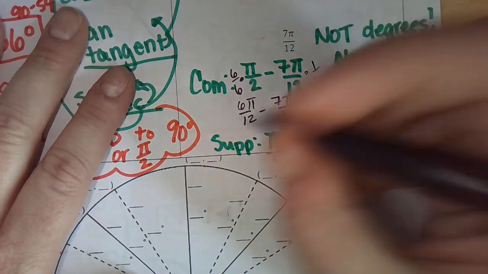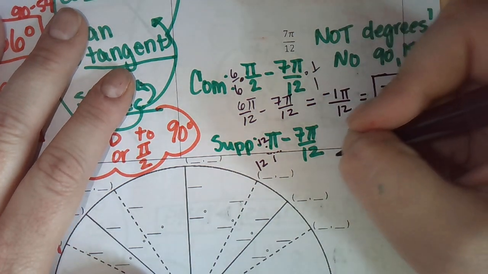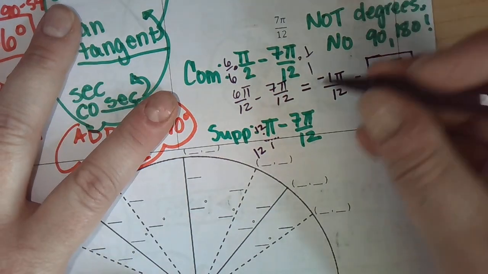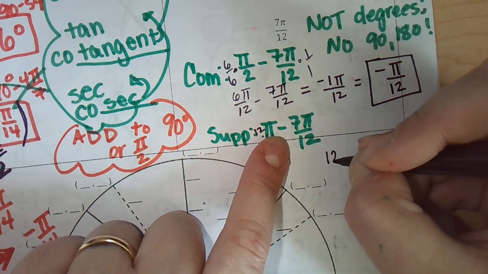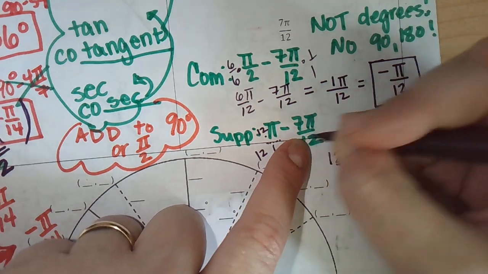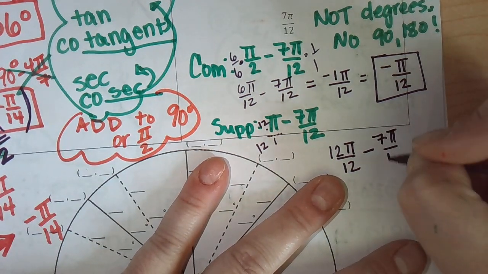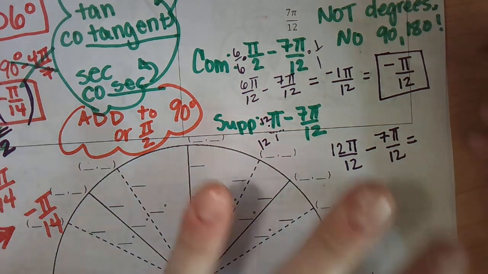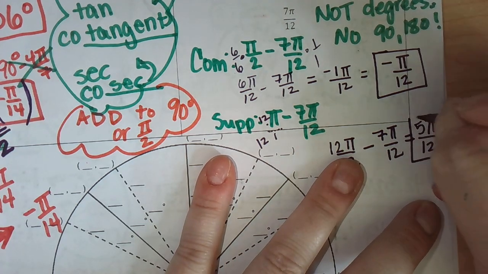So now that we have that 1 down there, let's multiply by 12s. Let's write this down again. 12 times pi is 12 pi over 12 minus, and we don't really have to multiply anything on the right-hand side, 7 pi over 12. Let's see here. 12 minus 7 makes 5 pi. Keep the 12. Hey, that's the supplement.